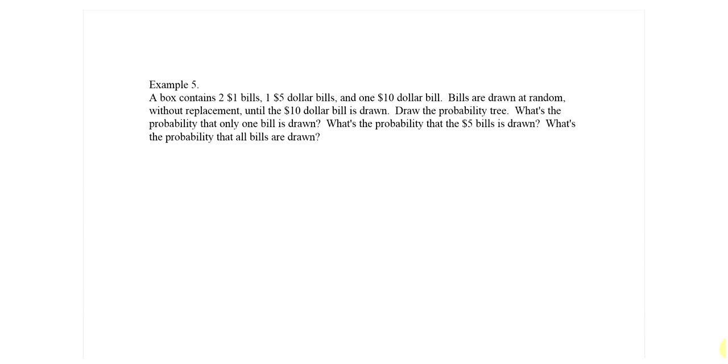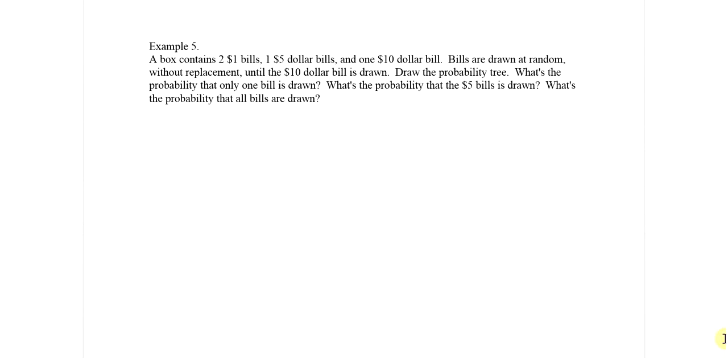So that was a tree diagram without replacement. Similar one, this is going to give us a truncated tree diagram. We have 2 $1 bills, 1 $5 bill, and 1 $10 bill. And bills are drawn at random without replacement until the $10 bill is drawn. So draw the probability tree. So what are the options here?